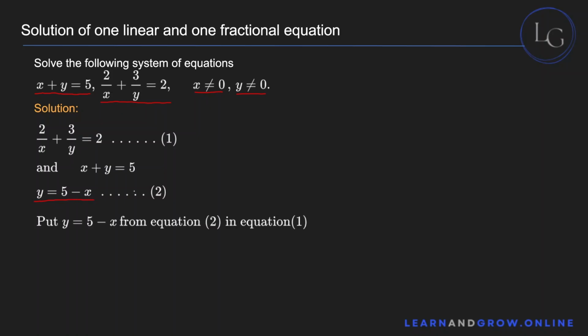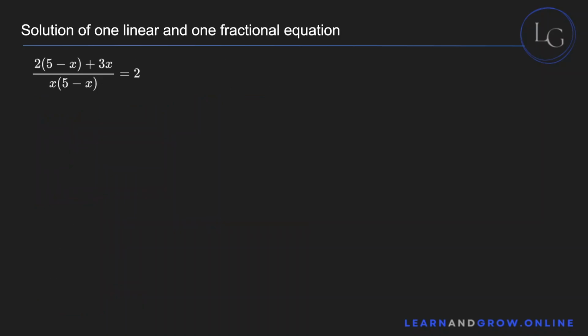Now, put y is equal to 5 minus x in equation 1, this fractional equation. So replace every y in this equation with 5 minus x. Now, we have this equation, and you'll take the LCM. So you'll multiply 2 with 5 minus x. So you'll get this. And then you'll multiply 3 with this x, so you'll get this 3x, and in the denominator you'll have x into 5 minus x. Obviously everyone knows how to find the LCM. It's not really that hard.